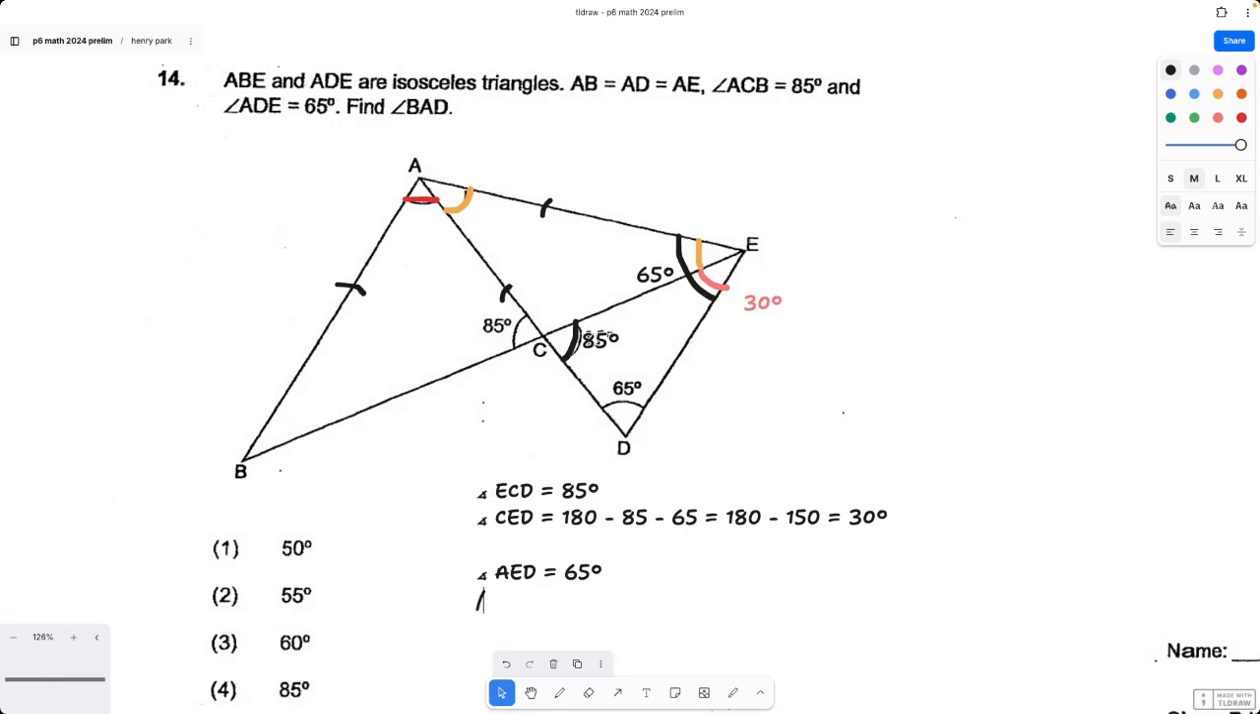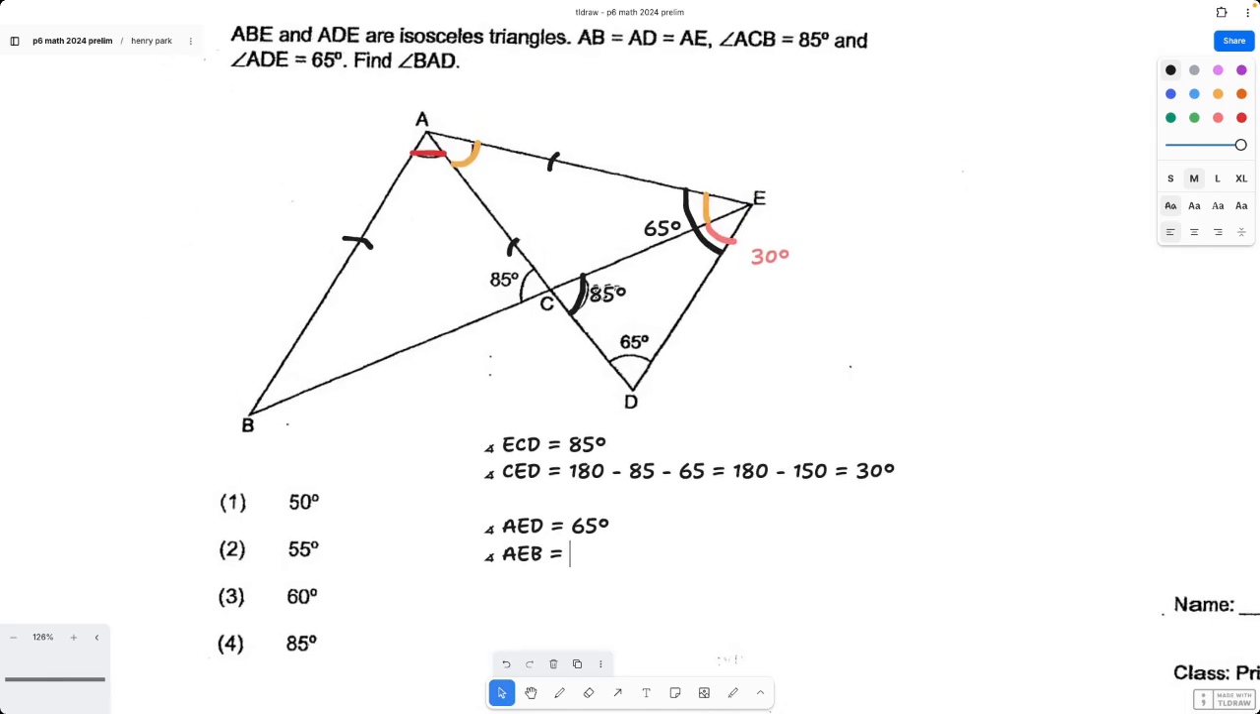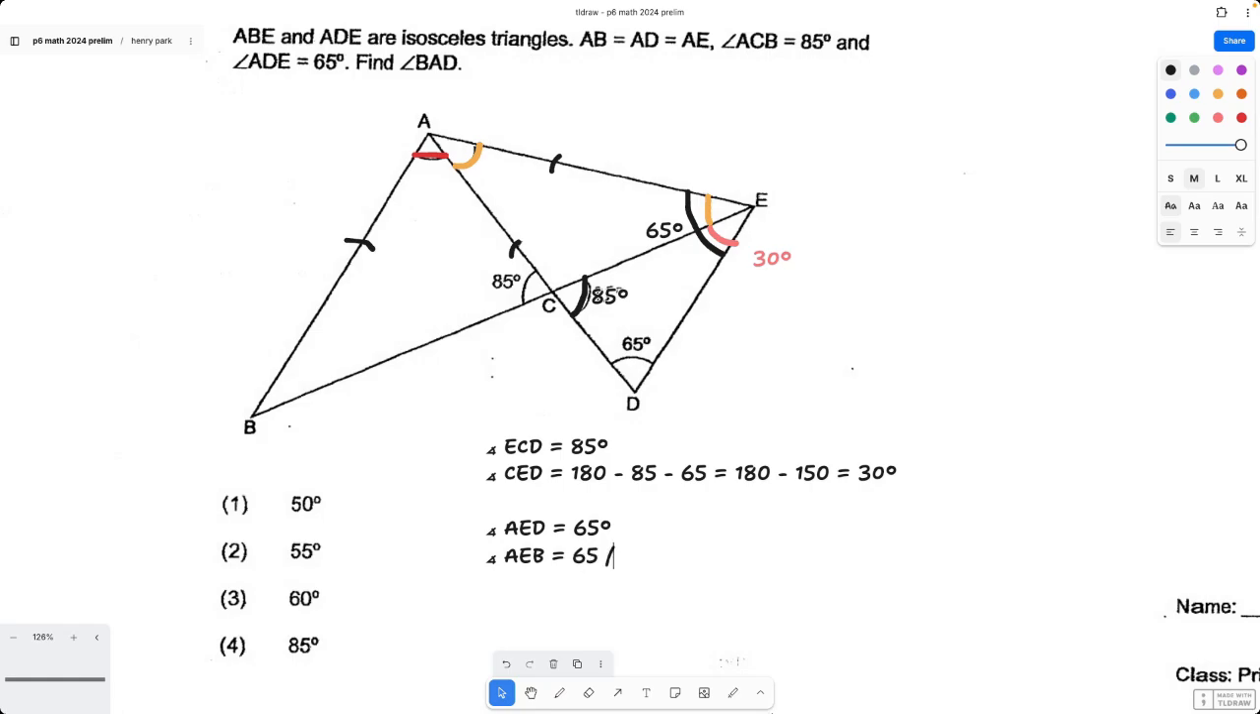So angle AEB is equal to 65 minus 30. This will be 35 degrees. Okay, so this orange one will be 35 degrees like this. Okay, make it the darker one.